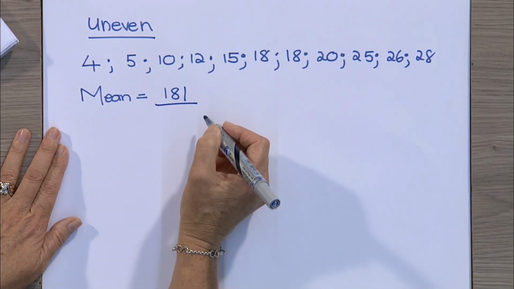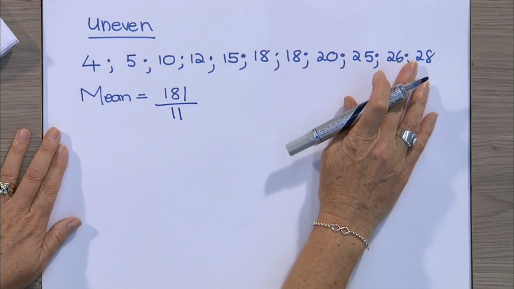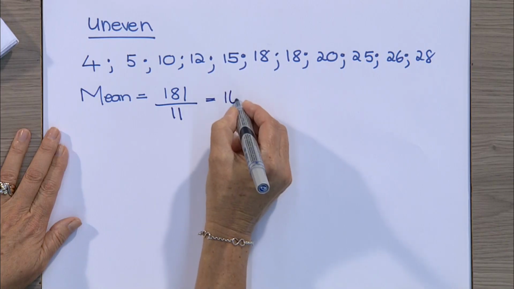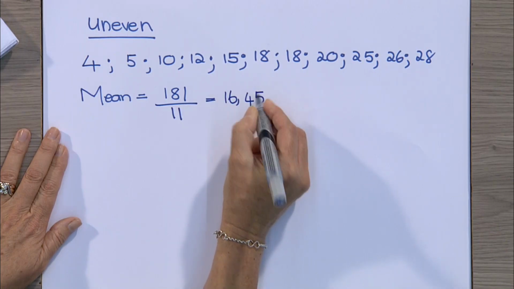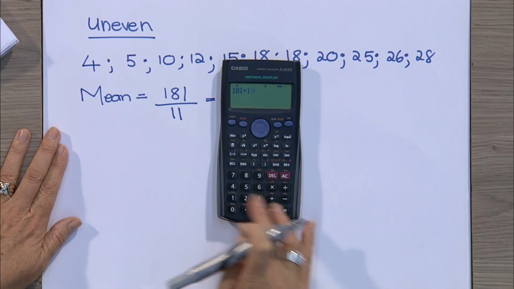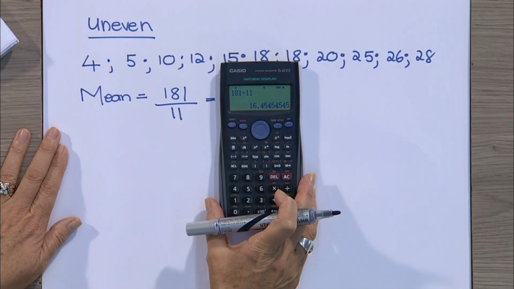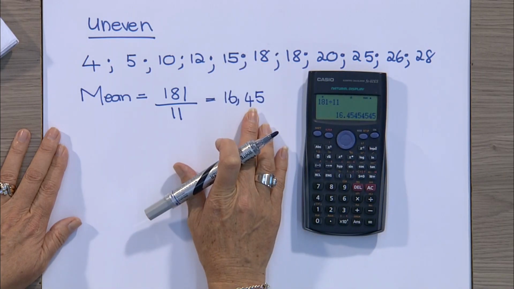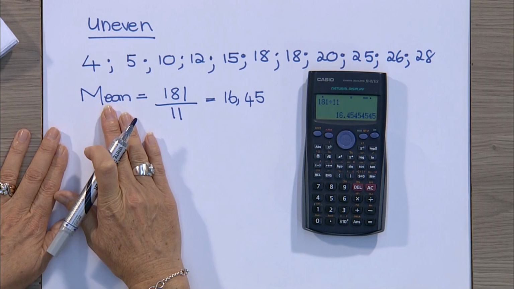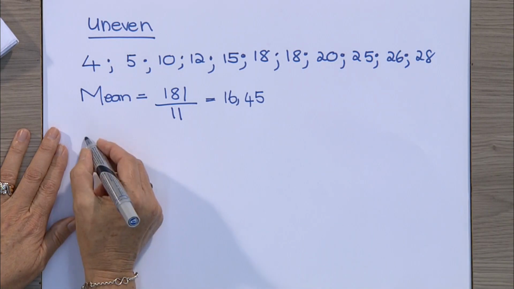Then we're going to divide it by 11. That is the total in the data set. And then I get that the answer is 16.45. So let's take it, 181 divided by 11, and the answer is 16.45, rounded to 2 decimal places. That is the mean or average. Then the next thing I'm going to work out is the median.